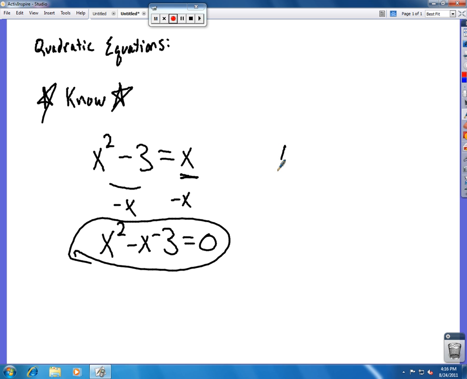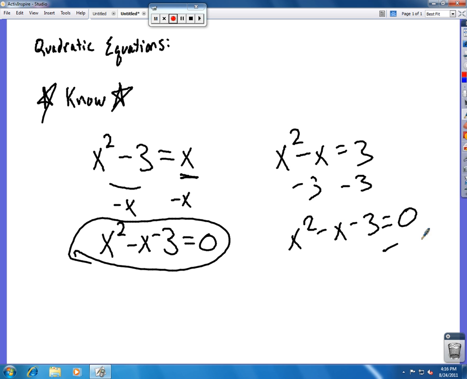So if it was set up like this, again, you can't solve it until you subtract this 3 over, and you would have something like this, of course. Right here is very important. If you don't do that, you're going to end up with the wrong answer every time. So make sure you know this. It's very important.